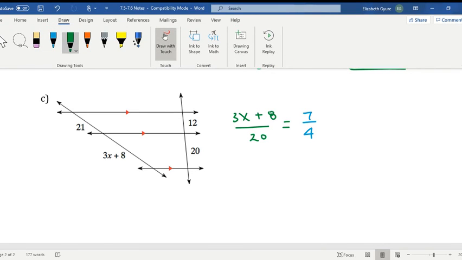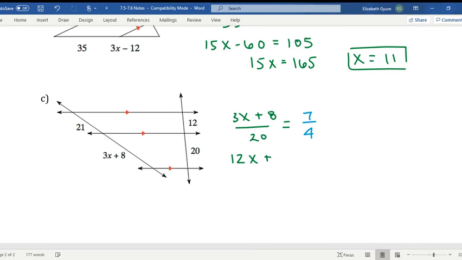You can almost think of this as a scale factor. It's not really your scale factor because we're not looking at similar shapes, but it's a very close idea to that. So that would give you 12x plus 32 equals 140. 12x equals 108. And divide that to get 9, I believe. 108 divided by 12, yes, 9. Okay.